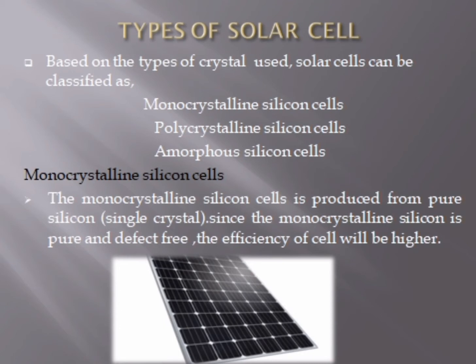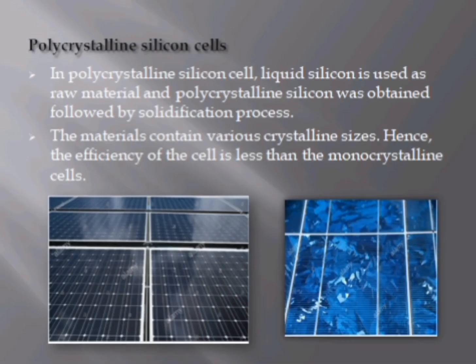Next, types of solar cell. Based on the types of crystal used, solar cell is divided into three types, which are monocrystalline silicon cells, polycrystalline silicon cells, amorphous silicon cells. Monocrystalline silicon cells are produced from pure silicon. Since this silicon is pure and defect free, the efficiency of the cell will be higher.